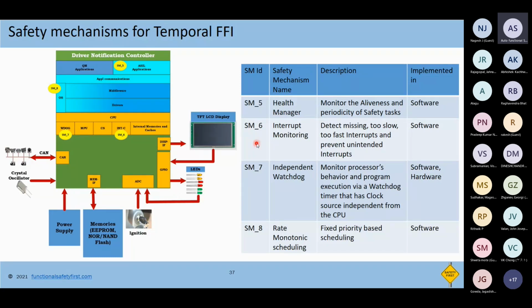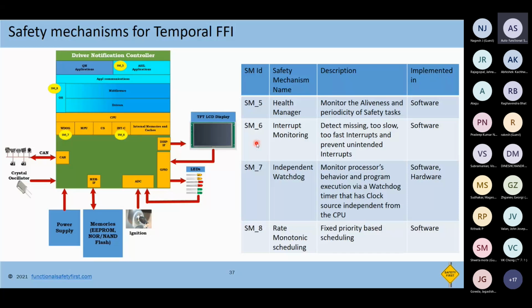So we would need to implement, let's say, a watchdog that is independent from the CPU clock in order to achieve the timing FFI. And the last aspect we have considered is that this OS has rate monotonic scheduling, that is a fixed priority based scheduling, where the higher priority tasks run for a shorter time, and the lower priority tasks run for a relatively longer time.